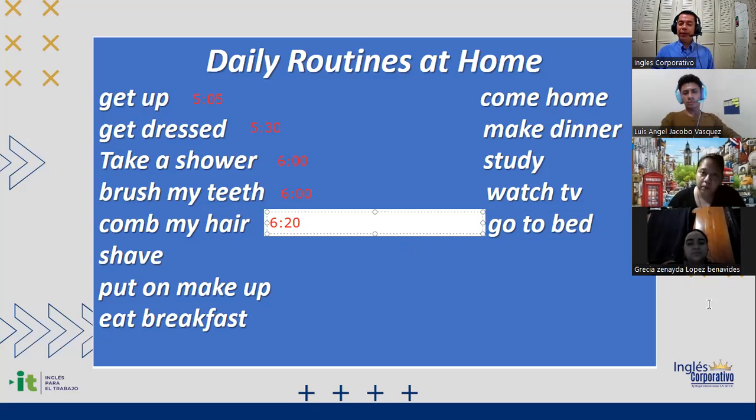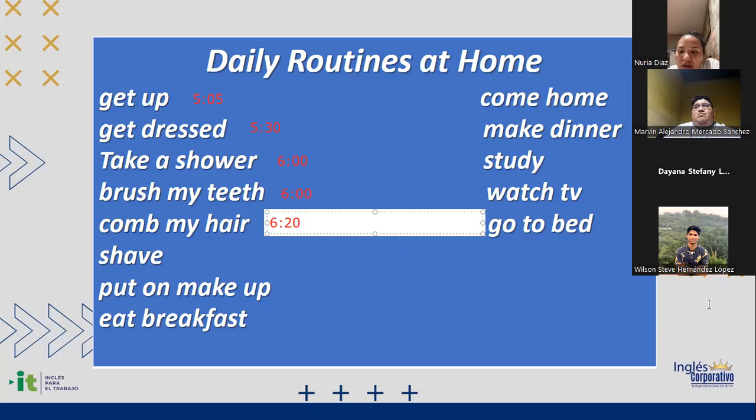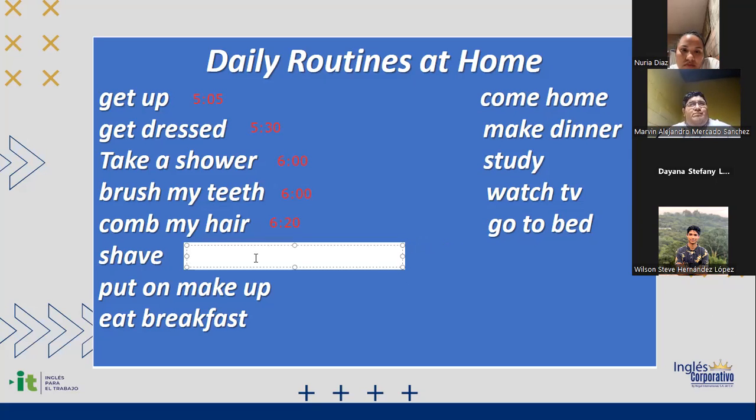Good. What time do you shave? Let me see. Alejandro, what time do you shave? Imagine, right? I imagine you don't shave every day, right? No, me imagino que no se rasura todos los días, but just imagine. 7:07. What time does Alejandro shave? He shaves at 7:07. Suena como agente secreto esto, Alejandro, pero that's okay. Ahí, démoslo ahí, okay. Good.